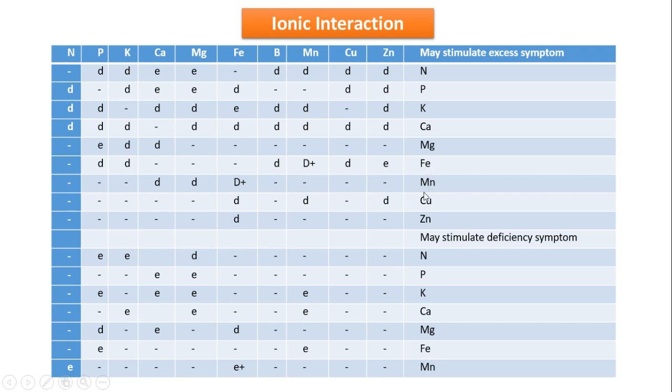Like this for iron, manganese, and copper. With this chart we can easily identify the interaction pattern of one element to the presence of another element. In this case also, similarly, some are excessive, some are deficient. So by using this interaction table, we can easily find out whether the presence of one element creates deficiency or excess of other elements.